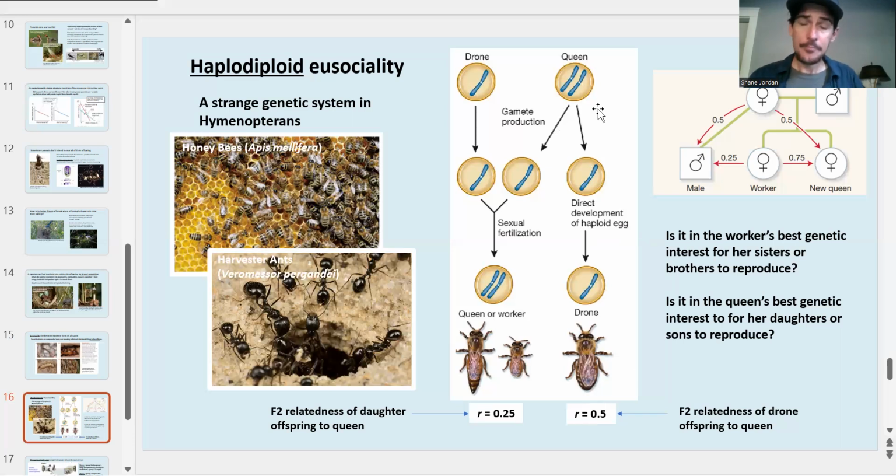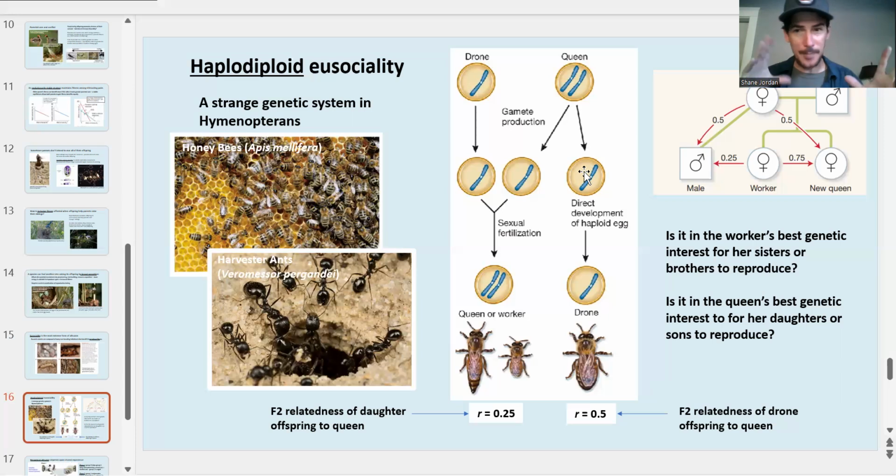As it turns out, if the queen's daughters do end up becoming reproductive, her grandchildren, her granddaughters, grandsons, will only be 25% related to the queen. Whereas if her son goes on to reproduce with another female, her offspring will be 50% related to her because she produced that son asexually.